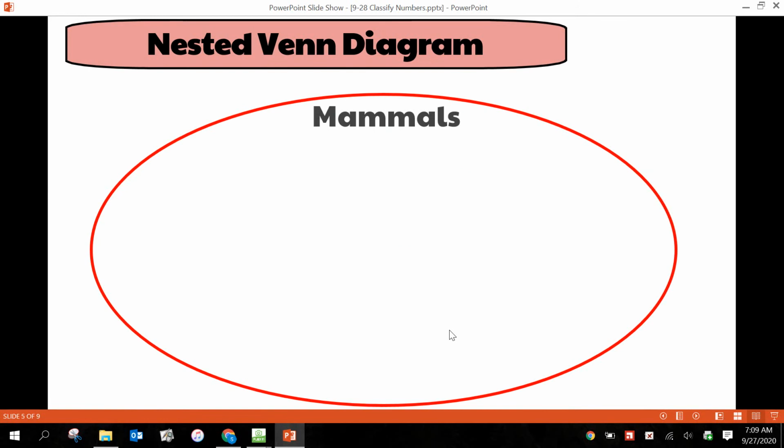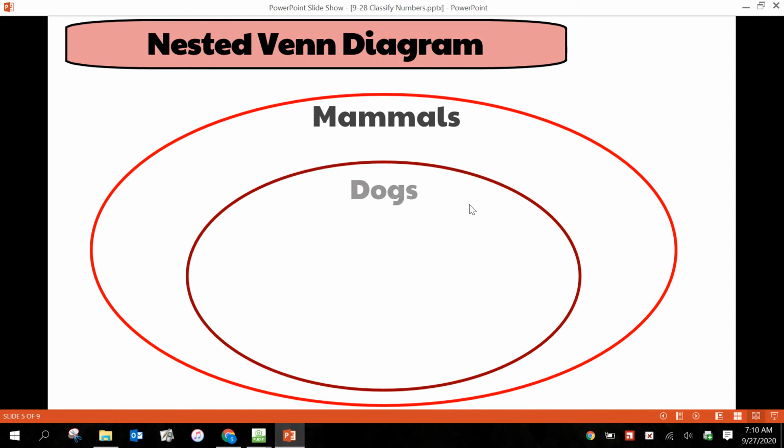Now what we're going to discuss is a new Venn diagram that's called a nested Venn diagram. So let's take, for example, mammals. There are lots of mammals. You've got monkeys and horses, and of course dogs and cats and elephants and dolphins even. But let's talk more specifically about dogs.